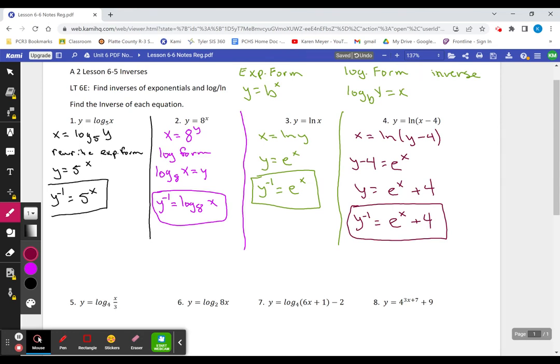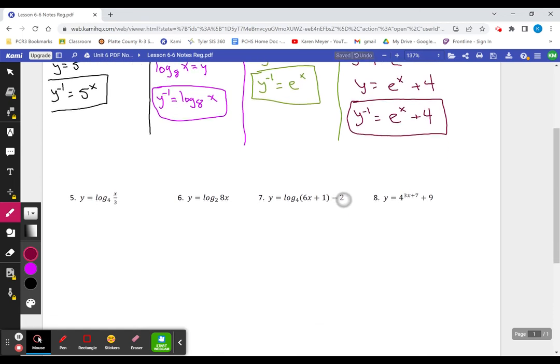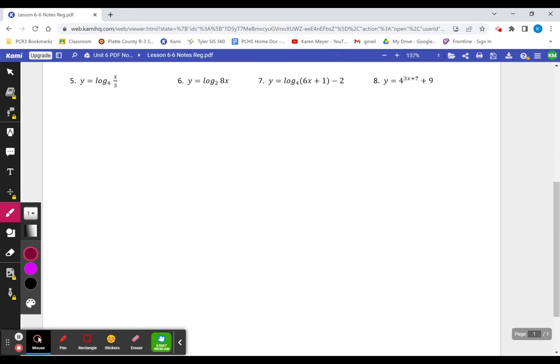Okay, so I'm going to scroll down. We got 4 more to talk about. All right, on 5. Start by switching x and y. So x equals log base 4 of y over 3. Okay. And we want to go ahead and rewrite this one into exponential form. So y over 3 equals base, which is 4, raised to the x.